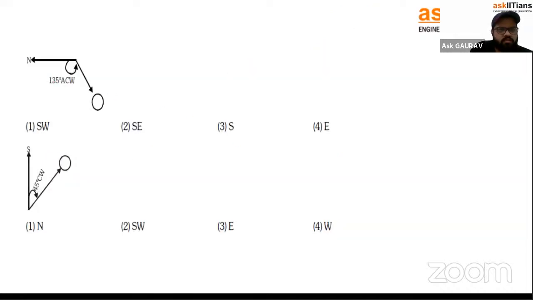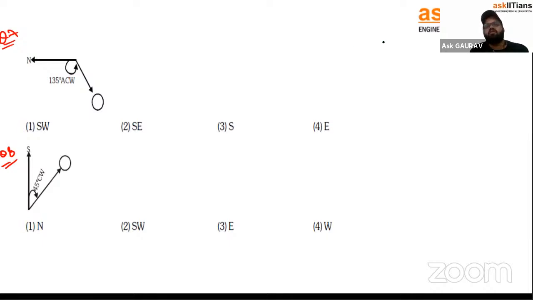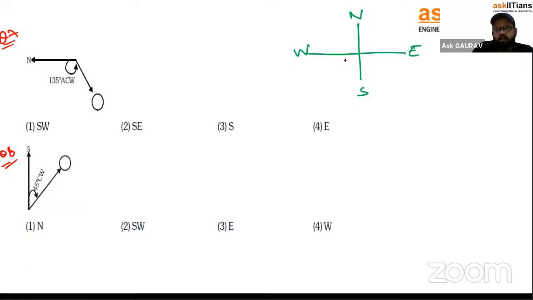Okay, do this question. Let's say this question is 7. This is question number 8. Do this question number 7. ACW is anti-clockwise. From north, you are moving anti-clockwise. Then what will be the direction?